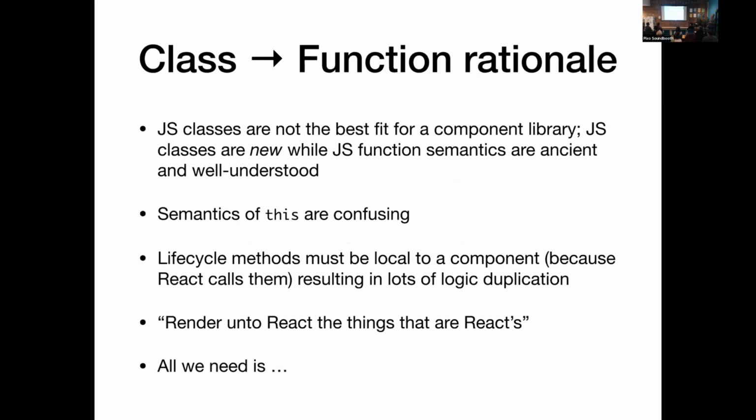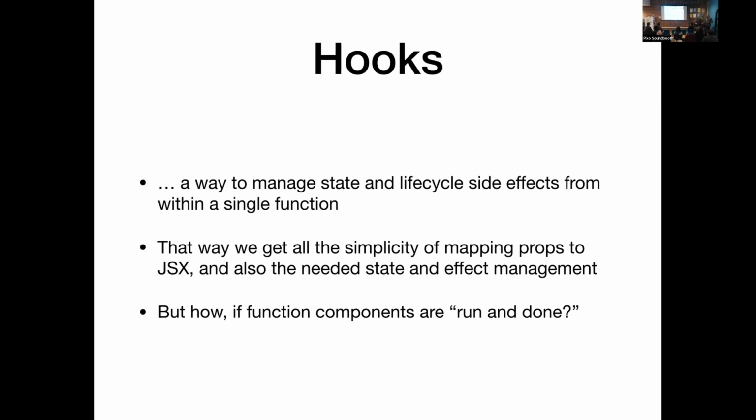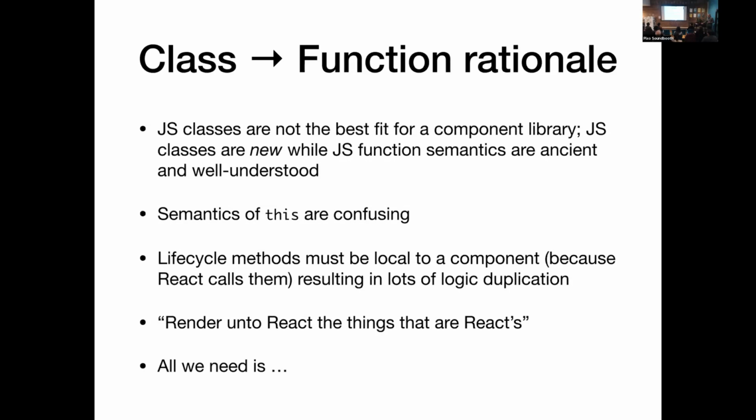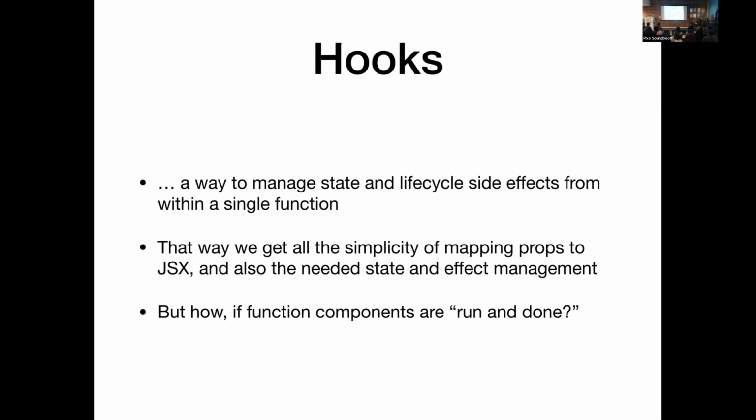So if JS classes aren't the best fit for writing React components, because they're new, whereas function semantics are old and very well understood, the semantics of this are really confusing. So they made this decision, I'm going to paraphrase, like, render unto React the things that are React. Let it keep track of all this. It's there all the time anyway, right? React is constantly loaded. Did that skip a slide? No. So all we need is some way to write function components in ways that let us do all these things that we can't do.